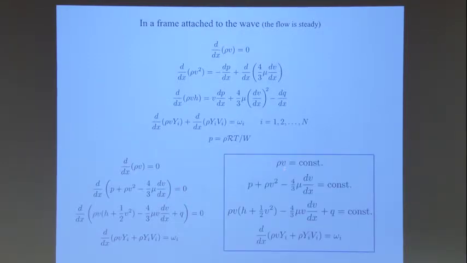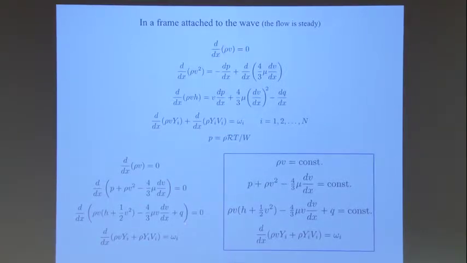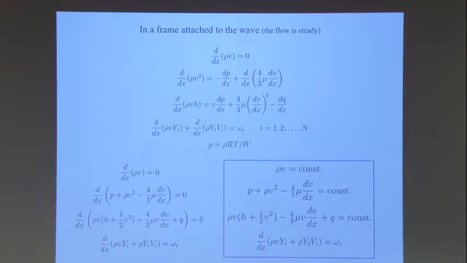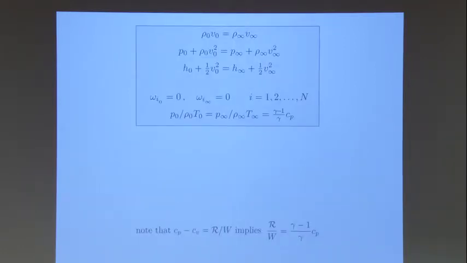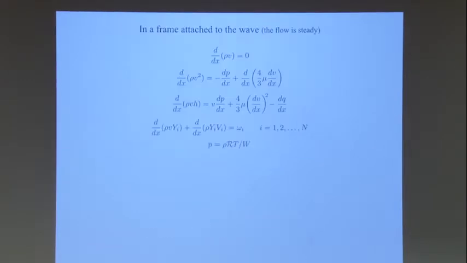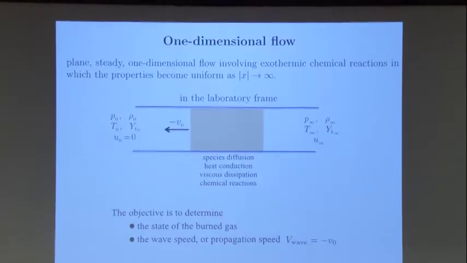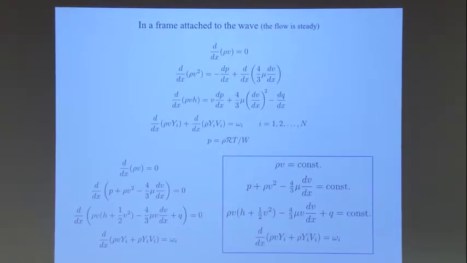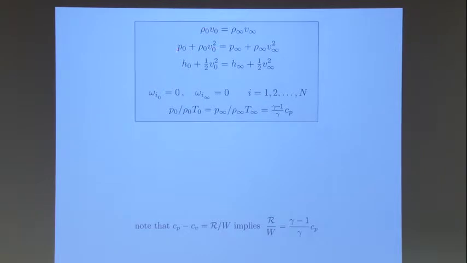So the first one tells me rho v is constant. The second one says this quantity is constant. The third one says whatever is in this parenthesis is constant, and so on. Now, if it's a constant, I can evaluate it at negative infinity, where I know the value, and at positive infinity, where I don't know the value, and find the relation between negative infinity and positive infinity. So here it is, right? The first relation, which was rho v, will be rho naught v naught equals rho infinity v infinity. Here is the momentum equation, and here is the energy equation.